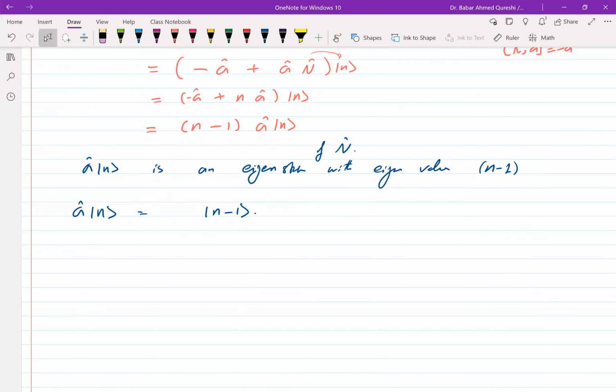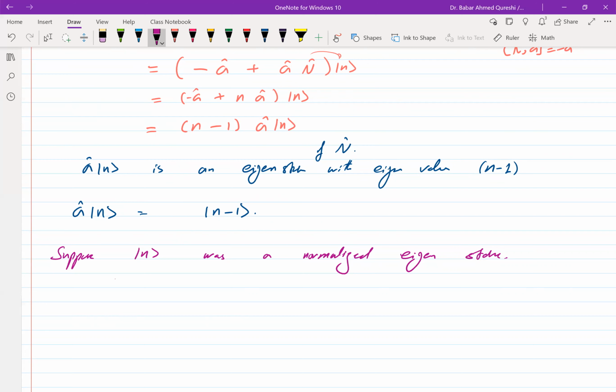However, suppose this n was a normalized eigenstate. So what I have learned is that if I have an eigenstate with eigenvalue n, then I also have an eigenstate with an eigenvalue n minus 1.